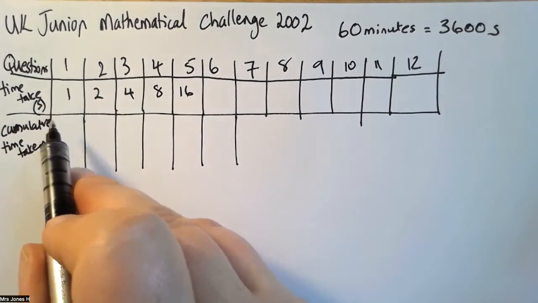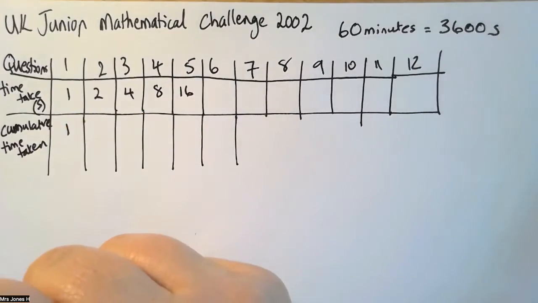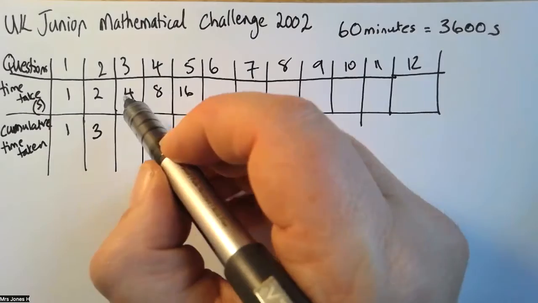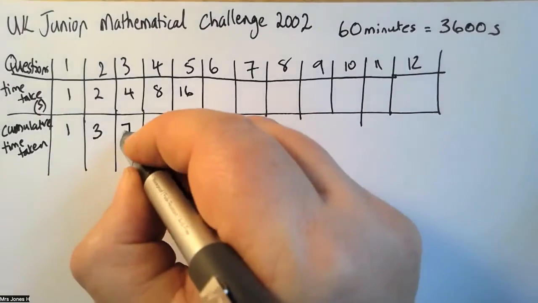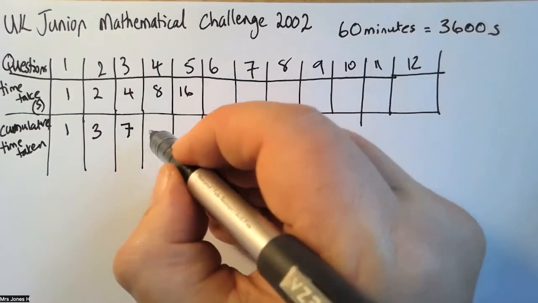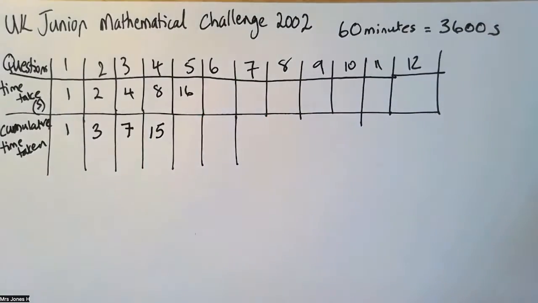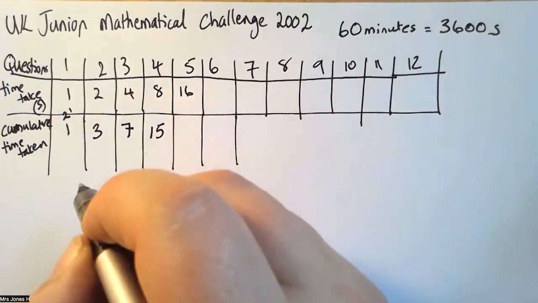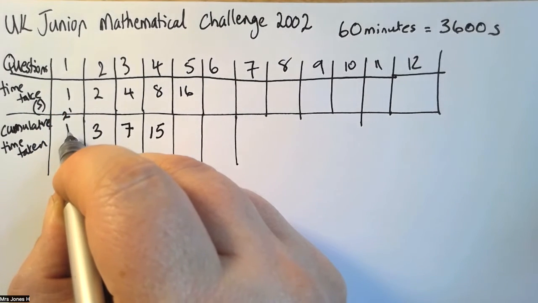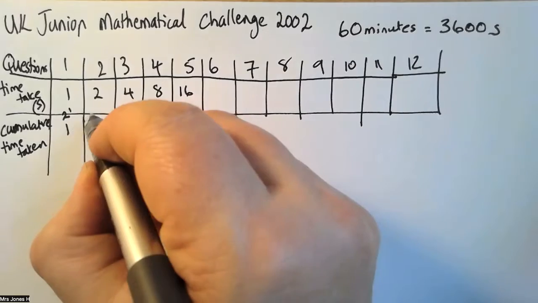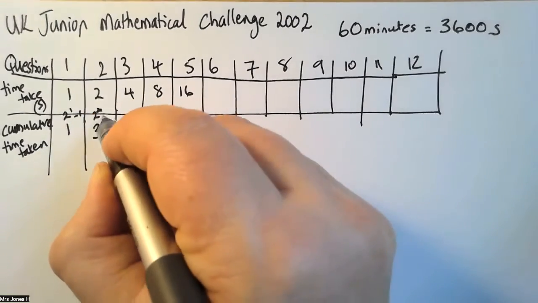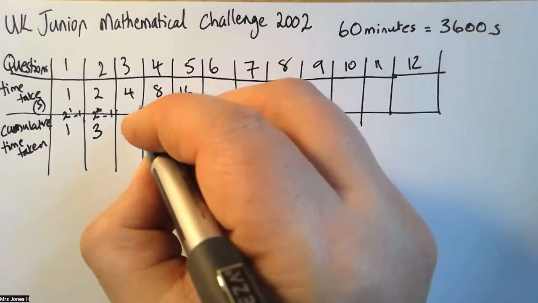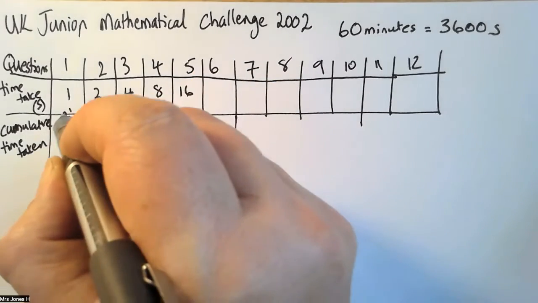So after one question is answered, it'll have taken 1 second. After 2 questions, it'll be 1 plus 2. After 3 questions, it will be 3 plus 4, which is 7. What we see in this pattern is that if we said 2 to the power 1, well, 2 to the power 1 is 2, subtract 1. This is 2 to the power 2, subtract 1 gets us to 3. 2 to the power of 3 is 8.